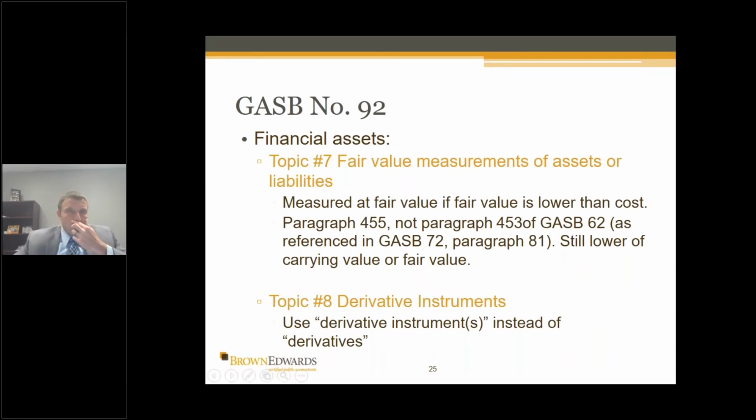So topic 7 is pretty simple and straightforward. It relates to GASB 72 on fair value measurements, referencing non-recurring and recurring fair value measurements of assets. It simply corrects the paragraph reference, as the reference was not to the correct example that they intended, so there's no change to the actual interpretation of the standard. Finally, on GASB 92, we have topic 8, which is simply terminology corrections. Instead of using the words derivative or derivatives, it now uses derivative instrument or instruments, so pretty simple there.